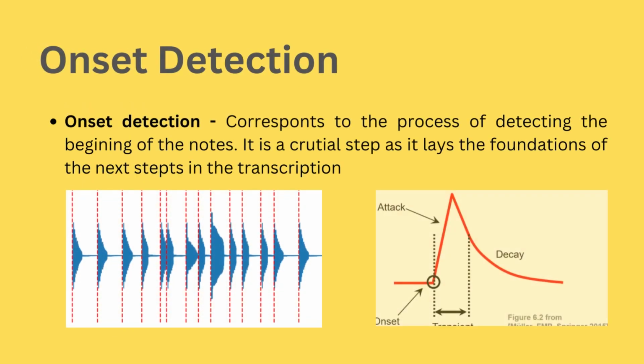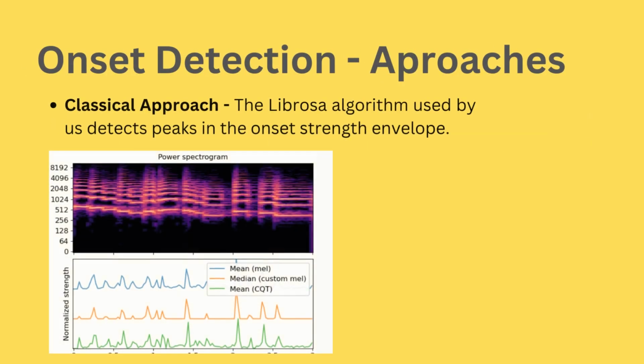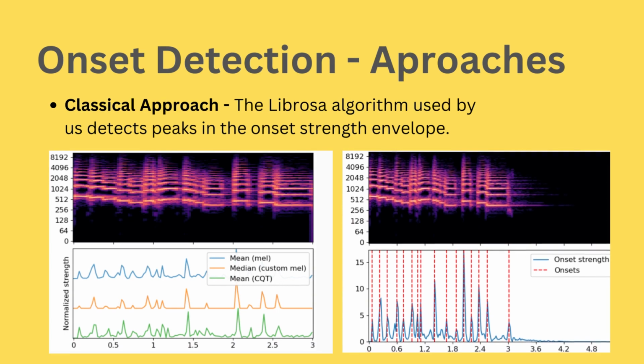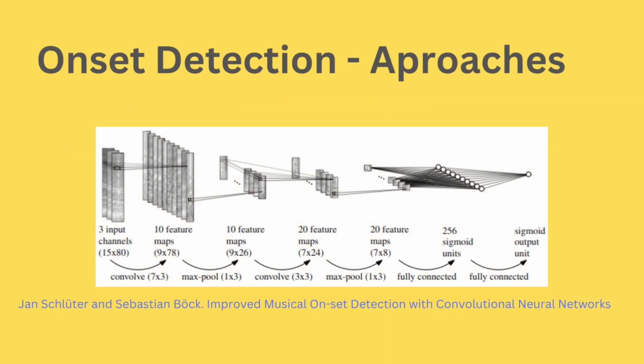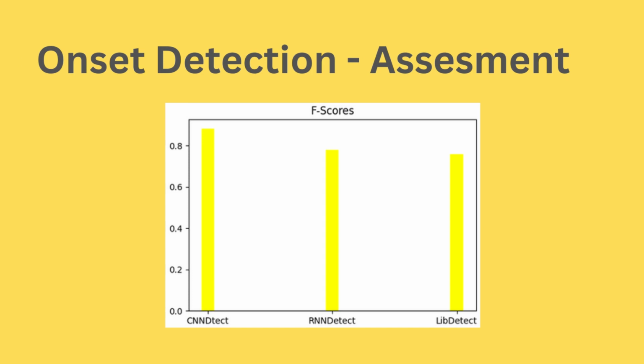A crucial part of music transcription is onset detection, which is the process of detecting the beginning of notes. There are two approaches to onset detection. With a classical approach, the Librosa algorithm detects peaks in the onset strength envelope. We compared the previous method with the data-driven methods proposed by Madmom. We used a CNN and an RNN architecture.